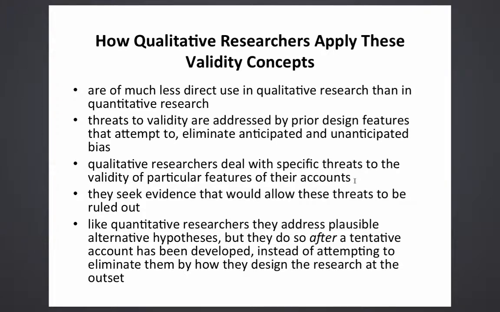So how do qualitative researchers apply these concepts to their research and in evaluating other people's qualitative research? Well, they do it in a much less direct way. Essentially, every account is unique, and it brings its own questions about trustworthiness and what needs to be focused on in terms of validity. And so as you're developing a study, you're going to try to design your methods so that you eliminate these anticipated and even unanticipated biases, like in terms of descriptive validity and interpretive validity.